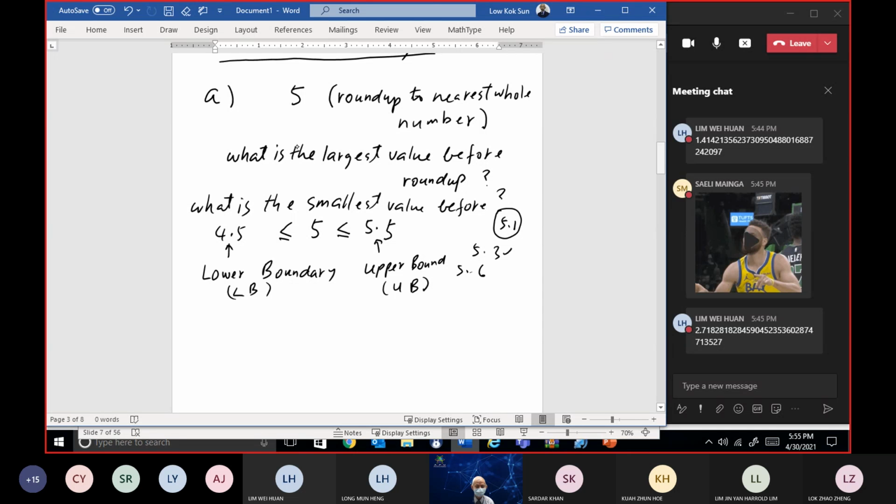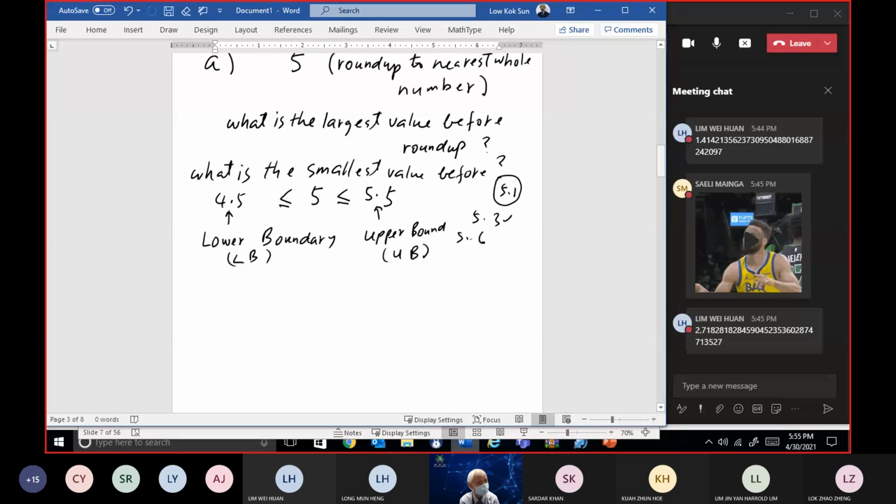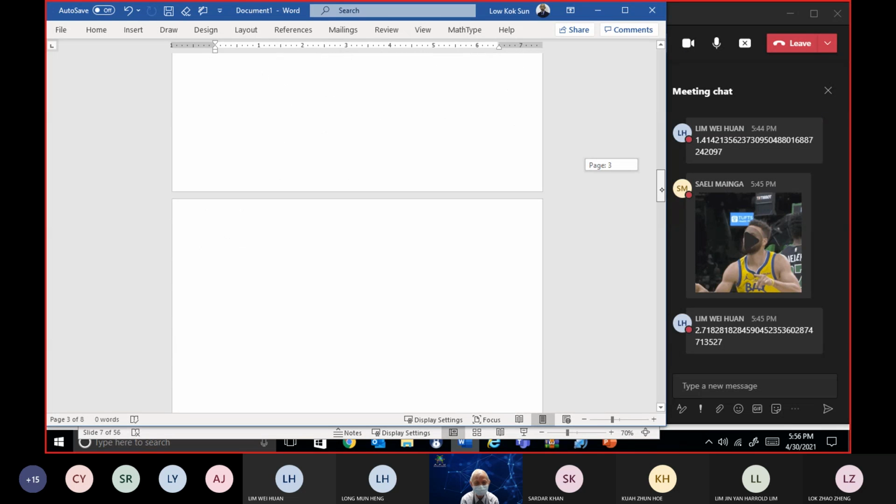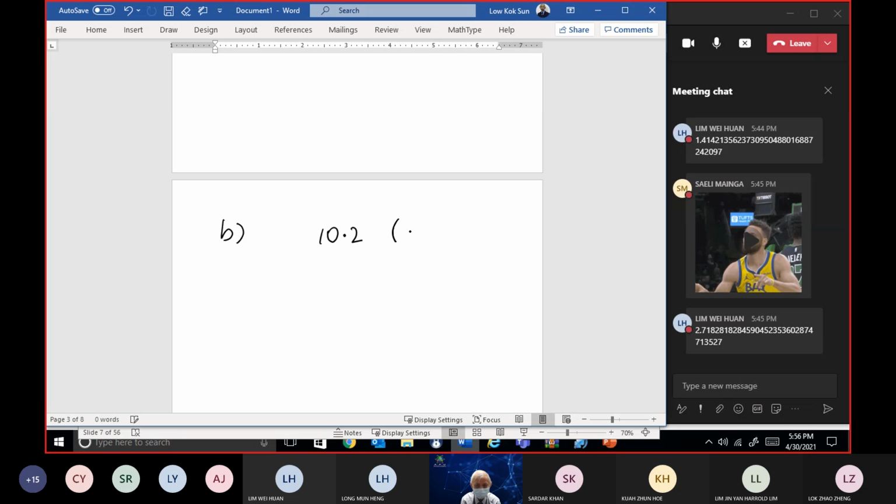When you see a number, you must ask yourself whether it has been rounded to the nearest whole number, or rounded to one decimal point, etc. Now, basing on the same logic, because you know what upper bound and lower bound are already, I want you to quickly write down the answer. I have a number 10.2, and it has been rounded to the nearest one decimal place. What should be the upper bound and the lower bound?